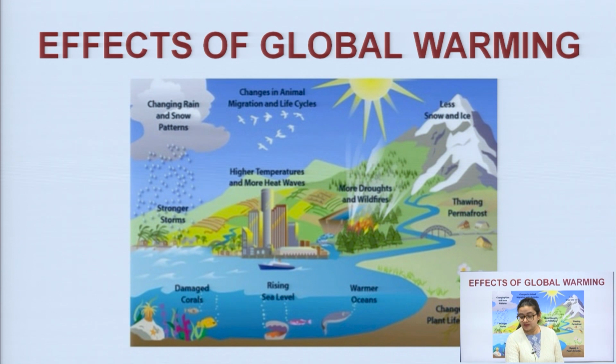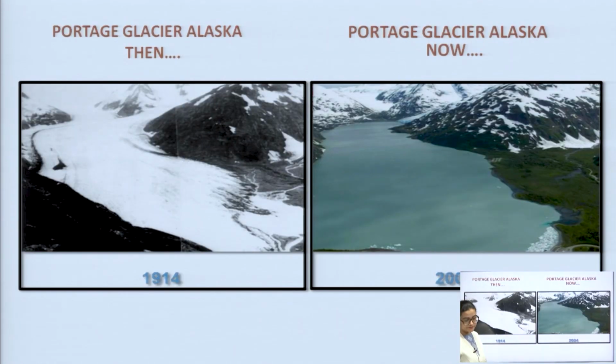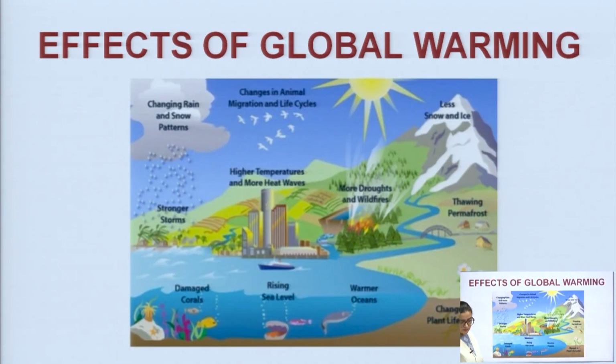Now, we should see the effects of global warming. You can see higher temperature and more heat waves. It causes more droughts and wildfires. Then thawing permafrost, then less snow and ice. You can see here very easily that all the snow and ice has been reduced.